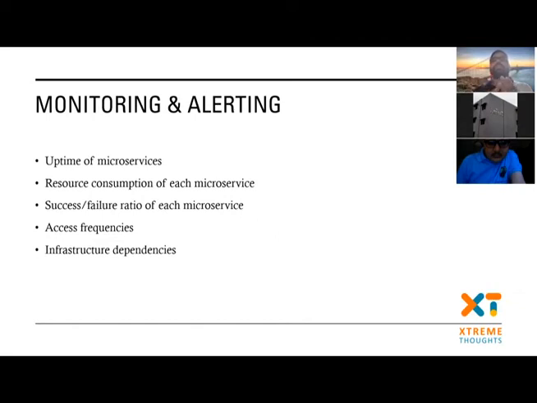Success and failure ratio of each microservice. If there is a bug in a particular set of microservices, you need to identify that these are the microservice containers which are failing. Don't use them, just throw them away and create new ones, right? You will be able to do that only if you are measuring whether those are succeeding or failing. What's the access frequency? The infrastructure dependencies. You have to monitor all of those as well. And there are tools for monitoring, so you don't have to do it manually, obviously. There are various tools for each of these operations or functionality, and we'll take a look at what tools are there as well.